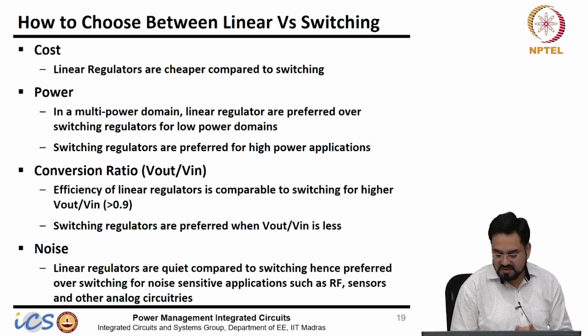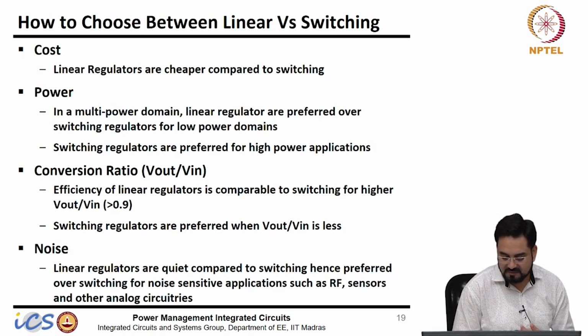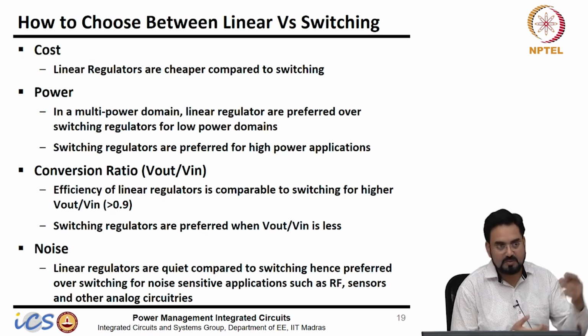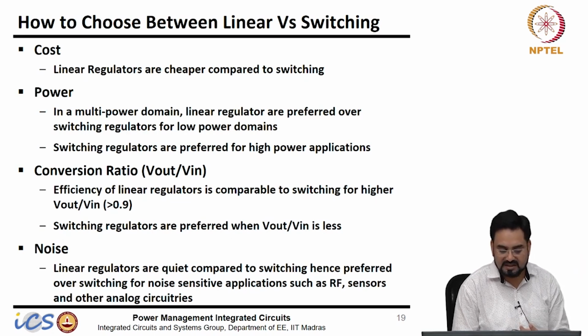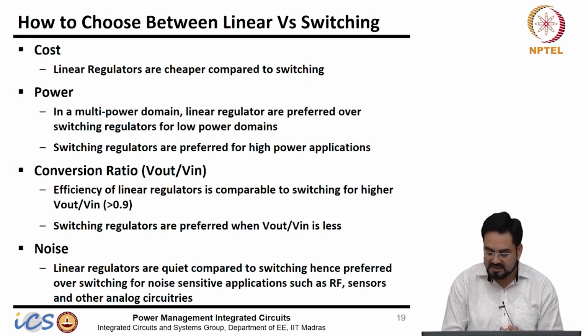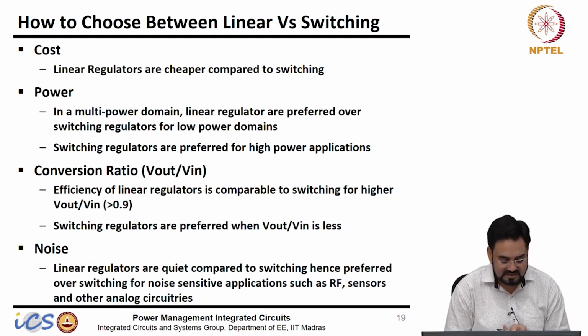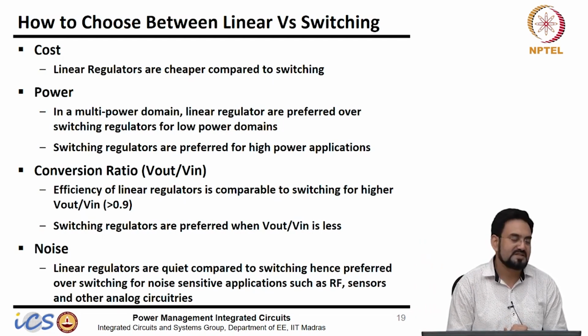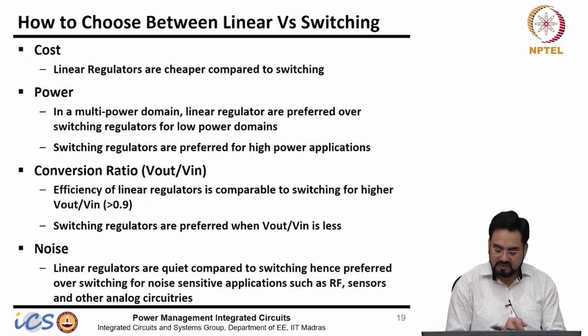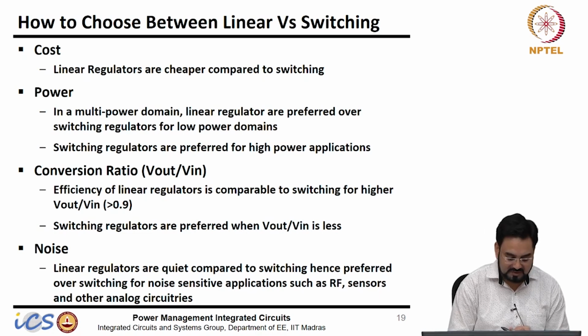Switching regulators are preferred when V out over V in is low. So let us say from 5 volt I want to step down to 1.2 volt. Obviously your dropout voltage is much higher, and previously we saw the example that 3.8 watt will be lost in the power FET or pass transistor of the linear regulator. So your efficiency will be very bad. In that case we would always prefer a switching regulator.